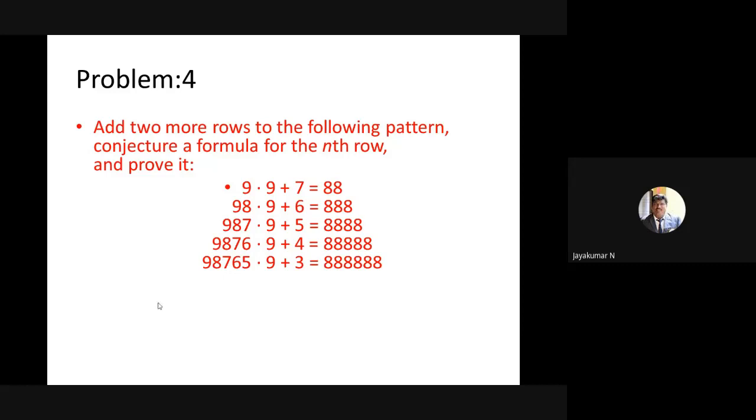Okay. So 9 into 9 plus 7, 88, 98. That is 98 into 9 plus 6, 888. So 987 into 9 plus 5. There are 4 8s and so on. Okay.